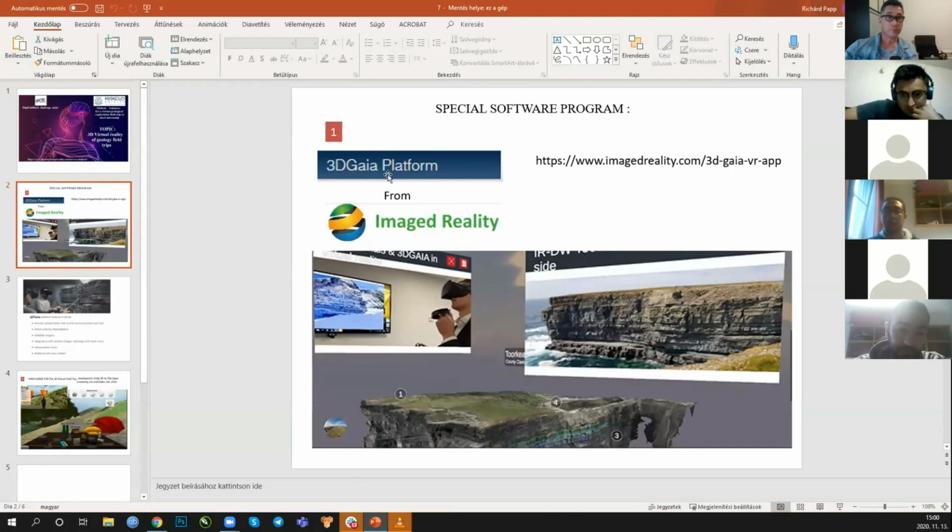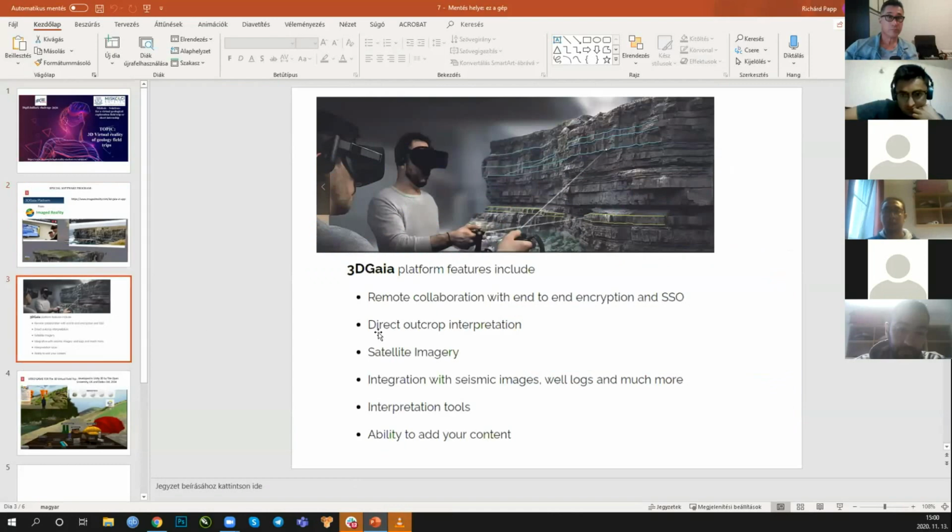It is the 3D Gaia platform from Immersive Reality. By this platform, we can identify the rock beddings, and it is mainly focused on sedimentary rocks, especially for hydrocarbon deposits. For example, about the seismic images, we can see them through the glasses in virtual reality. Like the well logs, you can also understand how the rocks have their structures, their types, and of course during the visualizations.